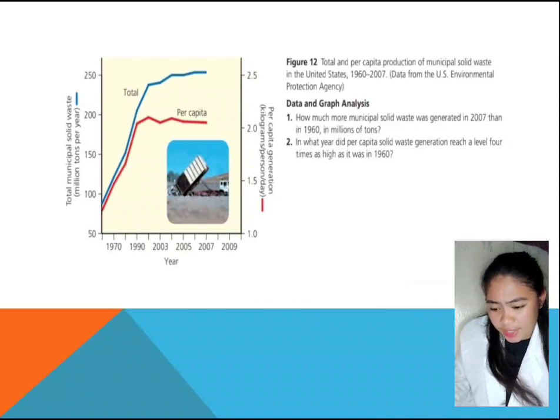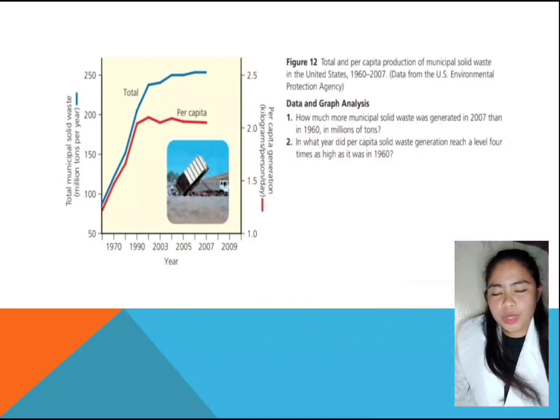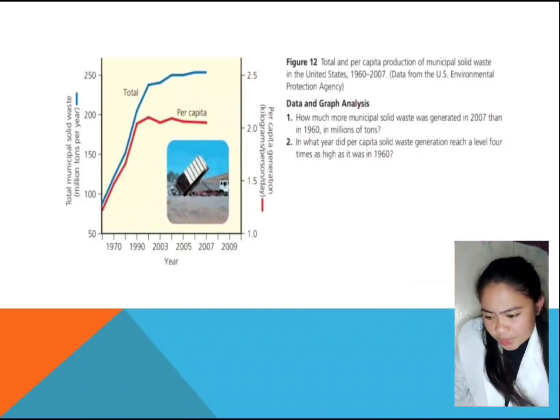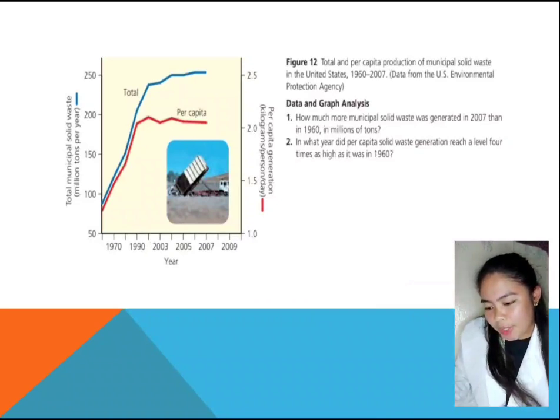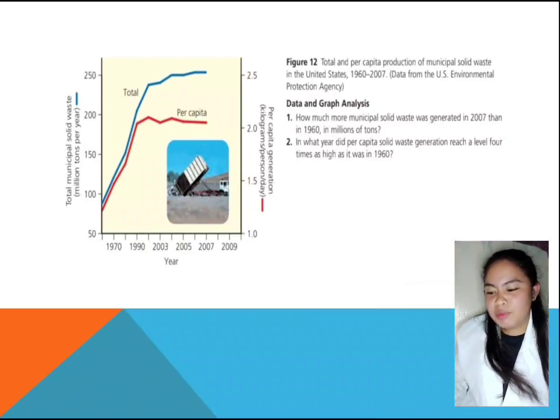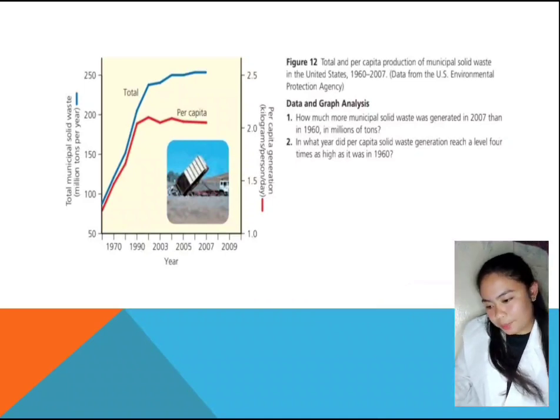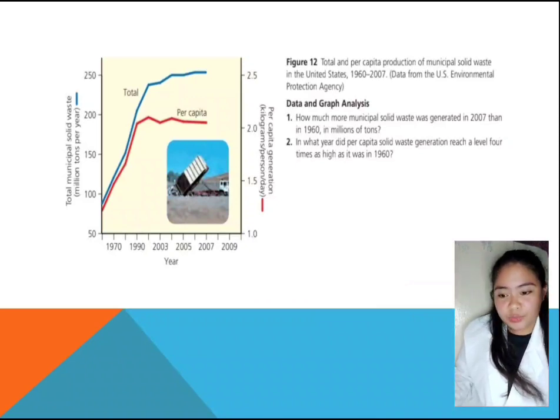And then there is data and graph analysis: how much more municipal solid waste was generated in 2007 than in 1960, in millions of tons. So if you look, in 1960 their number of tons is only 50. And then by 2007, it reached 250. So imagine, they increased by 200 million tons.